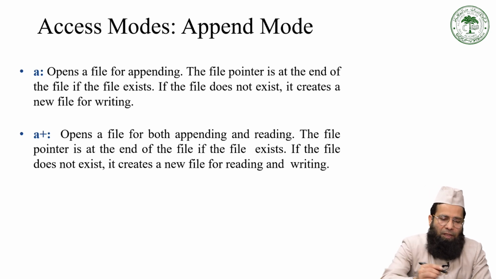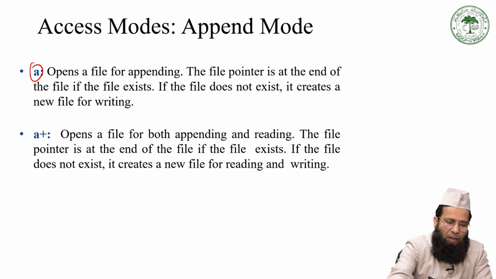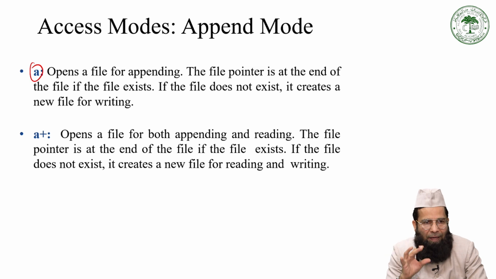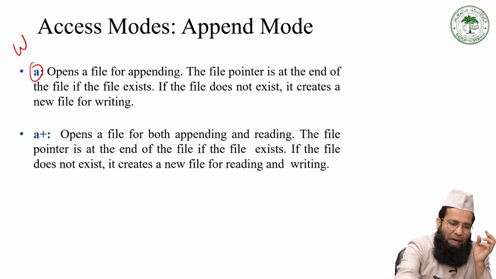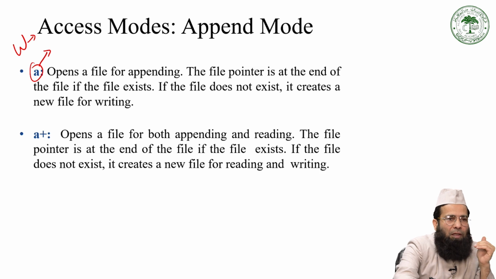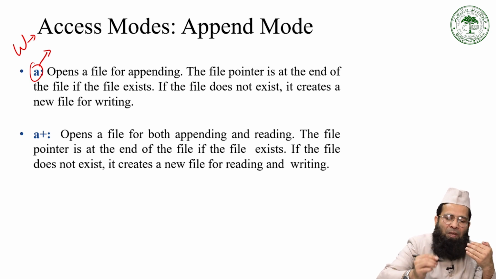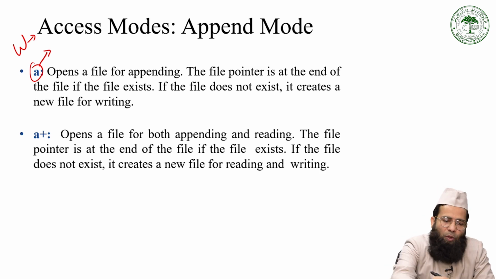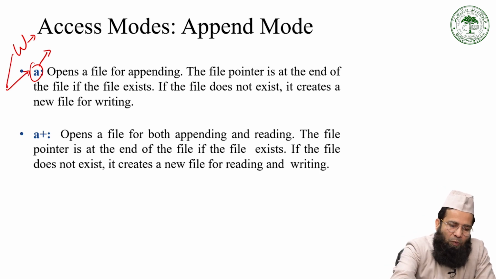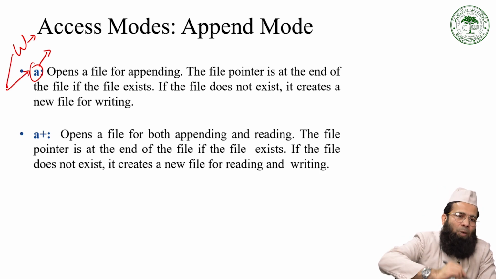Then another mode is append mode. It opens a file for appending. That is the difference between W and A. If the file is present, W would override the content, while append mode would actually append the content. It would not erase or override the content, but it would append it. If the file is not present, then it would create the file. So both W as well as A mode would create the file in case the file is not present.